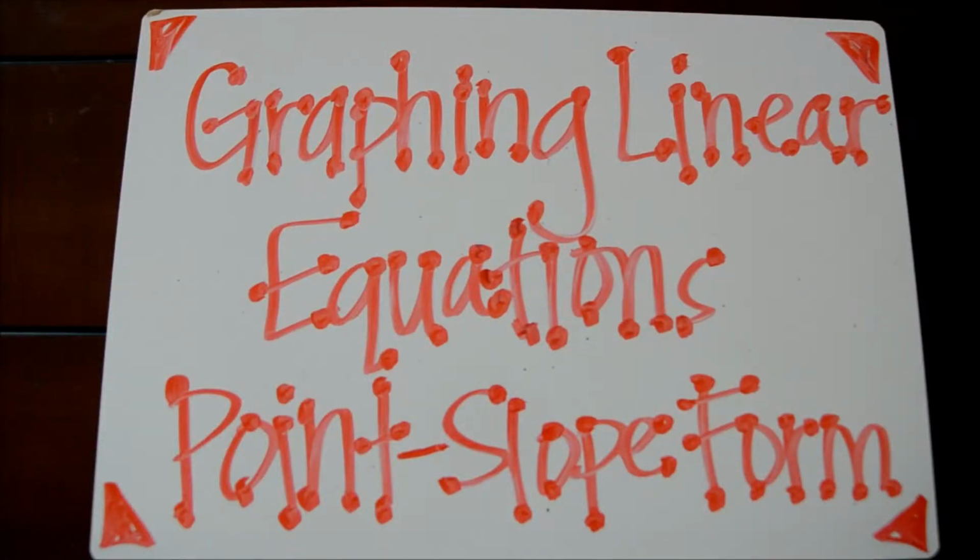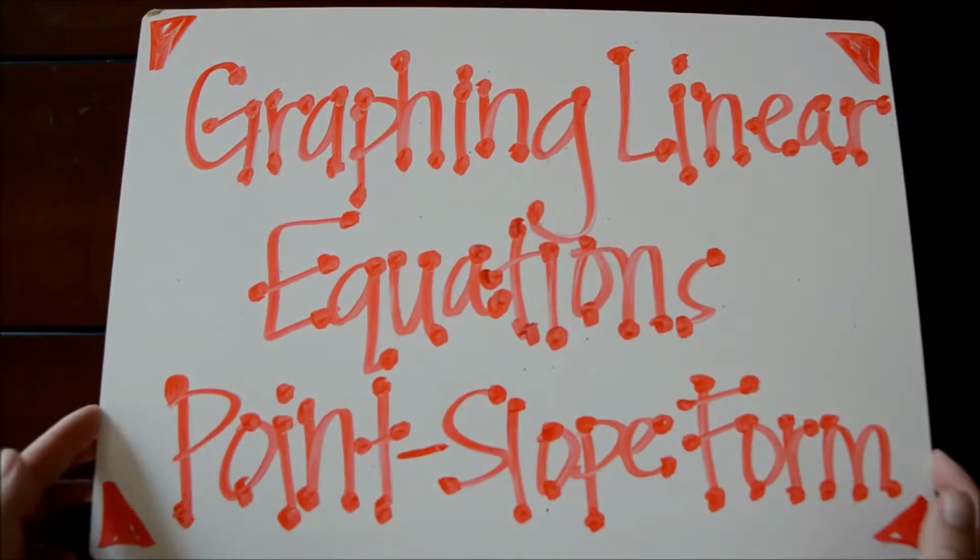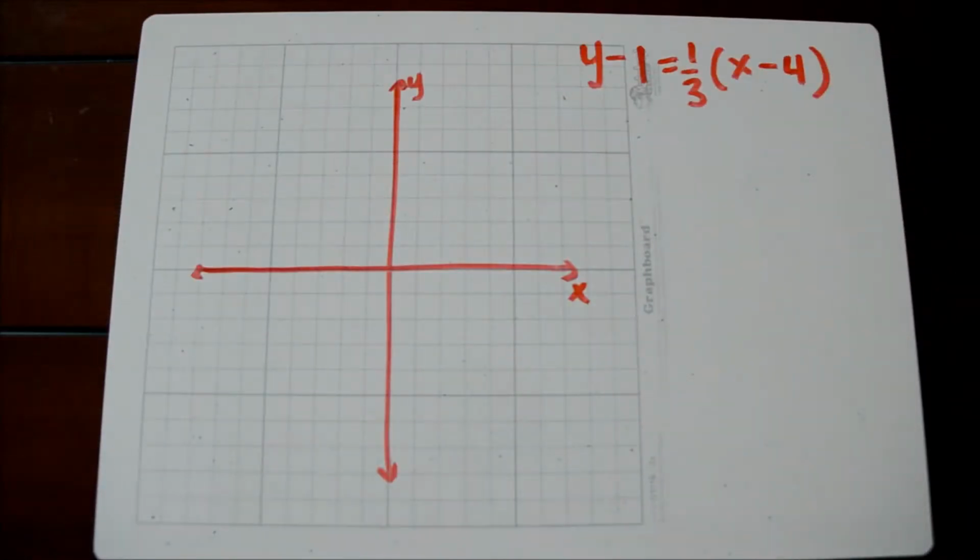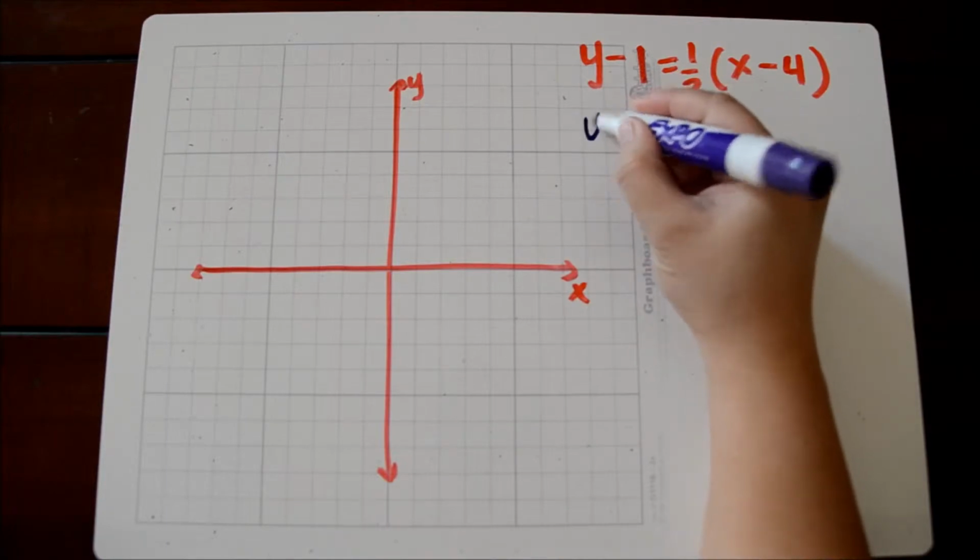Today our lesson is on graphing linear equations written in point-slope form. Let's take a look at our first example. Here we have an equation written in point-slope form. I'm going to rewrite the form underneath our equation so we know exactly what pieces of information we can extract.